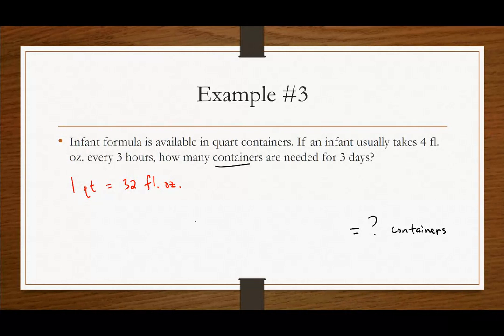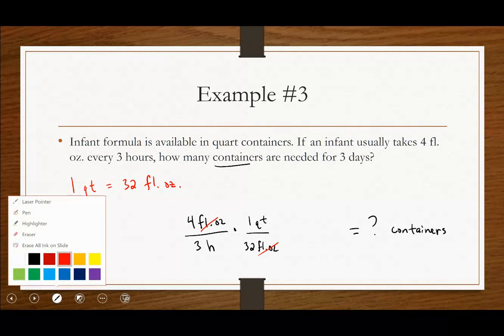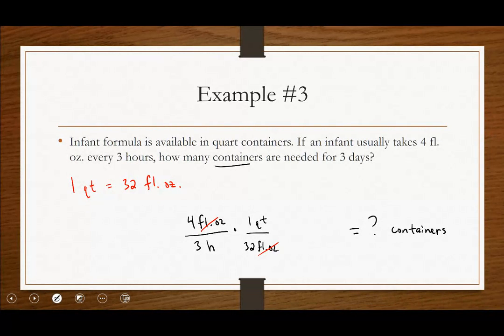What do we know? Well, we start with 4 fluid ounces being given every 3 hours. Now, the conversion here can be made in a couple different ways. We know that, for instance, 1 quart is given every 32 fluid ounces. So that's a conversion that will give us the measure of quarts per hour. But we don't want it per hour. We want to know for 3 days.